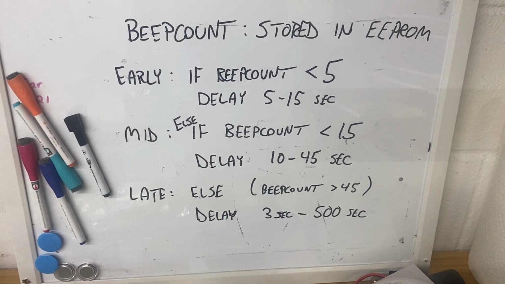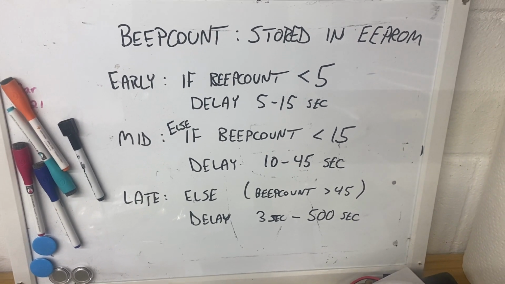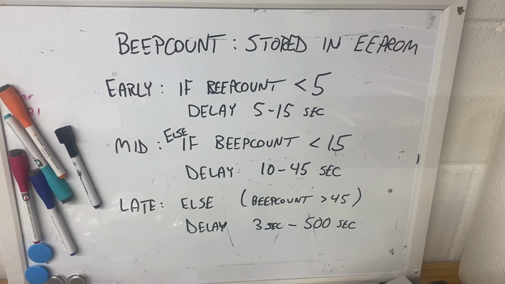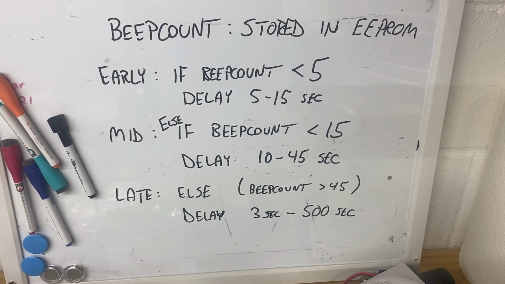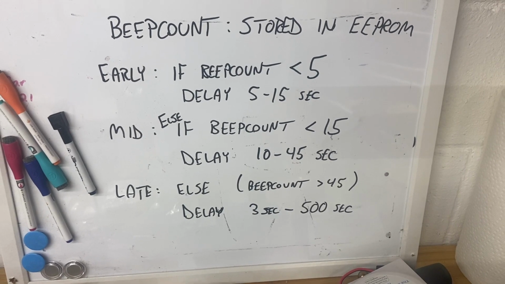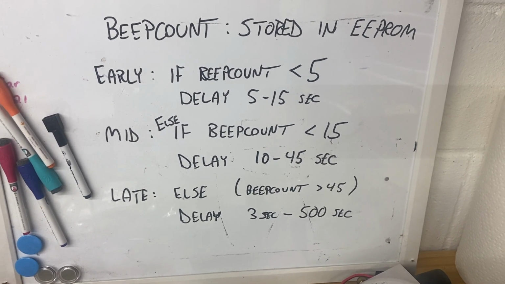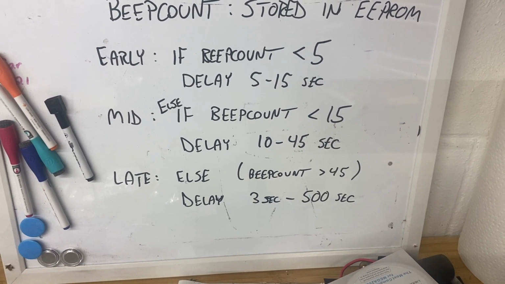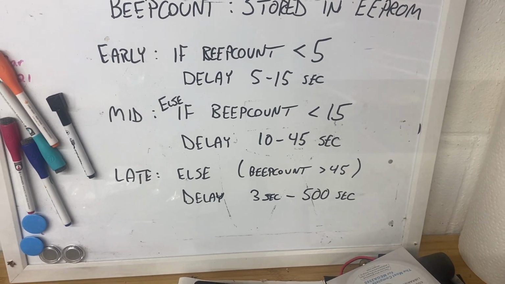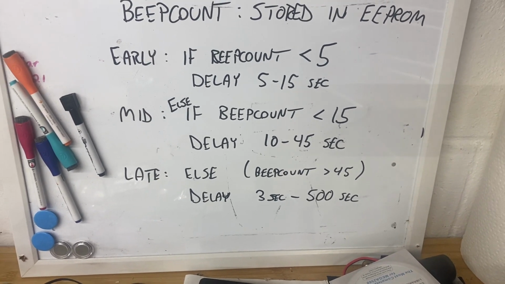If beep count is less than 15 but greater than 5, that delay will be a random period of 10 to 45 seconds. And then late, when we've beeped more than 45 times, that delay is a random number between 3 seconds and 500 seconds.